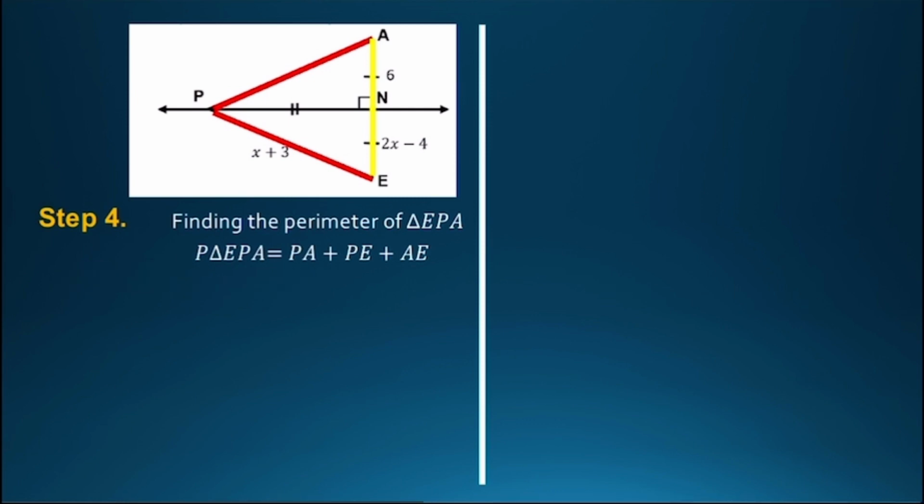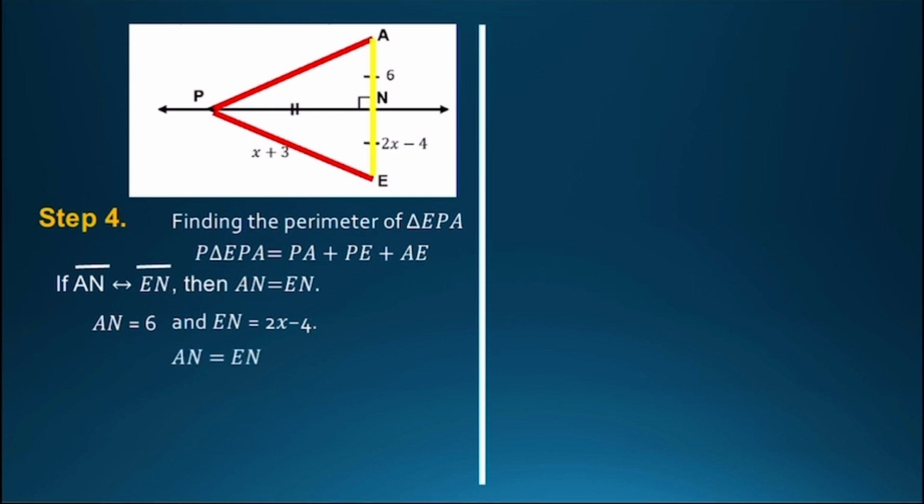The congruence of triangle PAN and triangle PEN is already established in step 2. Now, we can solve for their parts. If line segment AN is same as line segment EN, then AN is equal to EN. From the given, AN is equal to 6 and EN is equal to 2x minus 4. And AN is equal to EN. So let's substitute the value. So we have now 6 is equal to 2x minus 4.